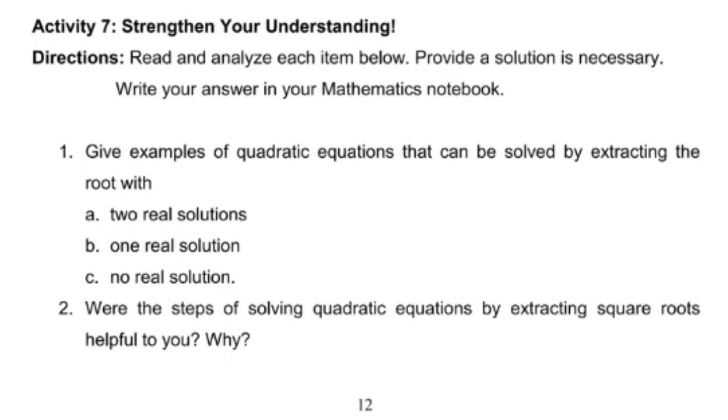Then let's have activity 7, strengthen your understanding. Read and analyze each item below, provide a solution if necessary. Write your answer in your mathematics notebook. So in this case, you'll just write this one in your paper. Number 1, give examples of quadratic equations that can be solved by extracting the root with A, 2 real solutions, B, 1 real solution, C, no real solution. So you're going to apply here properties number 1, 2, 3. So A is greater than 0, A is equal to 0, and A is less than 0.